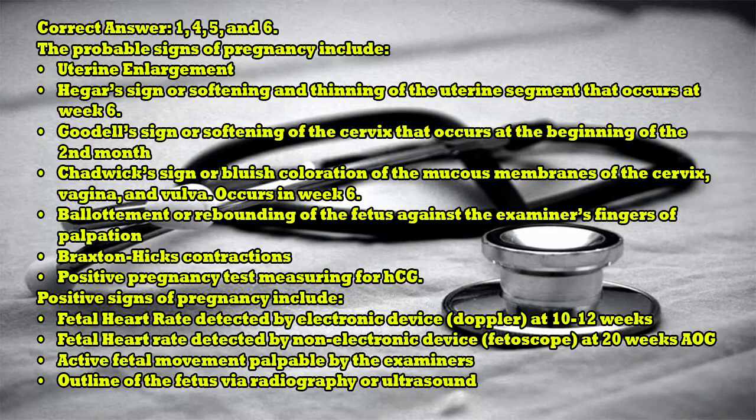Correct answer: 1, 4, 5, and 6. The probable signs of pregnancy include uterine enlargement, Hegar's sign or softening and thinning of the uterine segment that occurs at week 6. Goodell's sign or softening of the cervix that occurs at the beginning of the 2nd month. Chadwick-Hess sign or bluish coloration of the mucous membranes of the cervix, vagina, and vulva occurs in week 6. Ballottement or rebounding of the fetus against the examiner's fingers of palpation. Braxton Hicks contractions. Positive pregnancy test measuring for HCG.